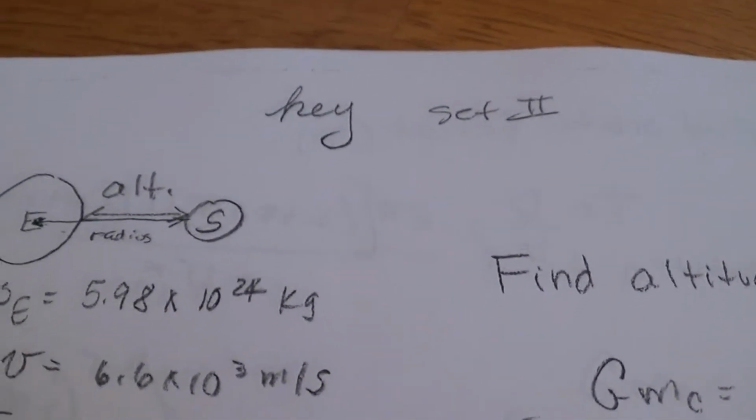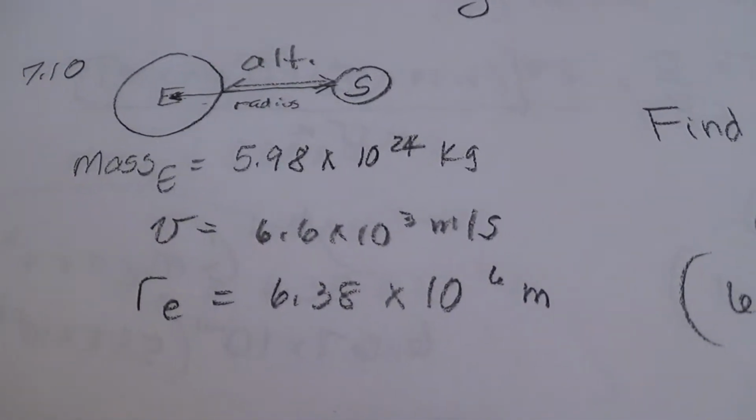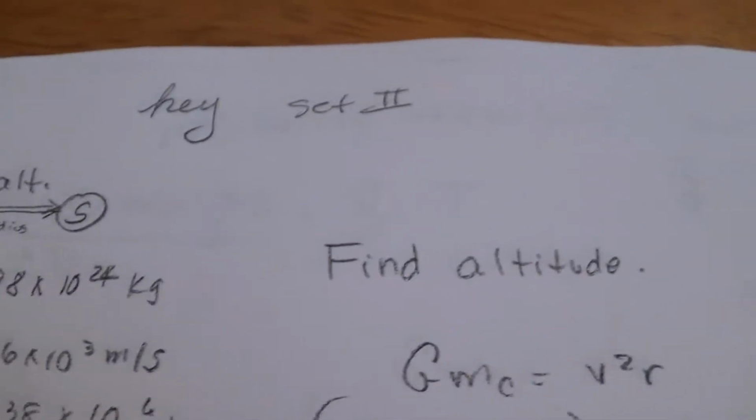All right, those were the first set. And then we went to the second set. And I'm not sure when you'll need those, but they'll be up here. So we had to do 7.1. And on 7.1, we had this information given. And we were asked to find the altitude.